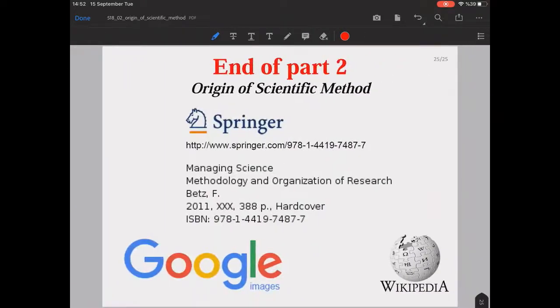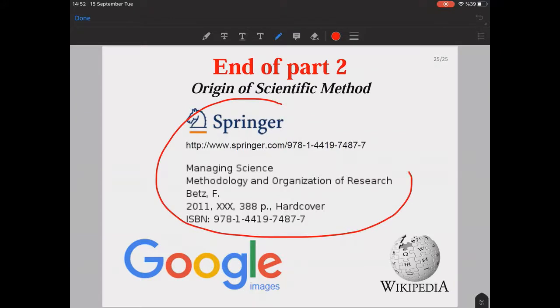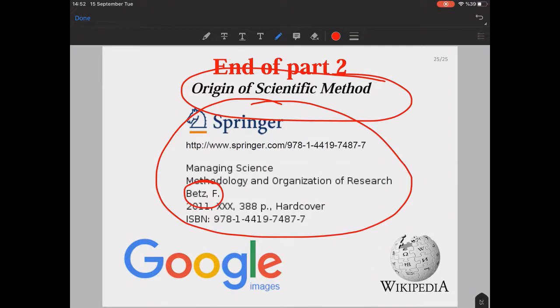Okay. Now we finished the origin of scientific method. Then we will proceed to the modern scientific method properties in the next session. This part is heavily from this study. If you want to read the full paper by Betz, this researcher, you can download it here or see it from here.